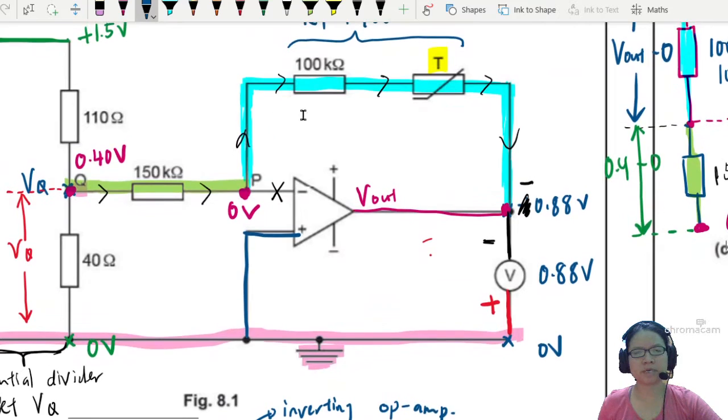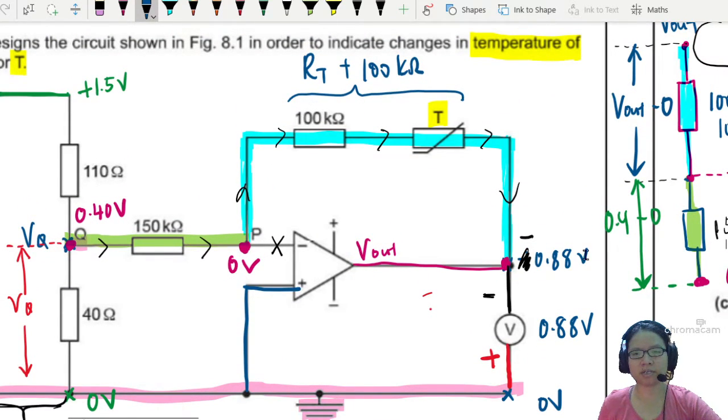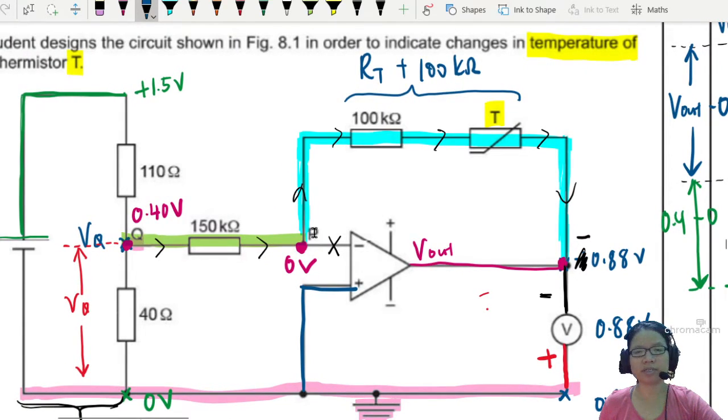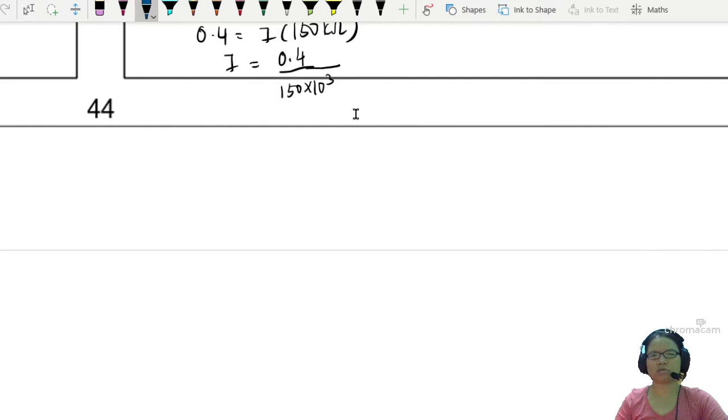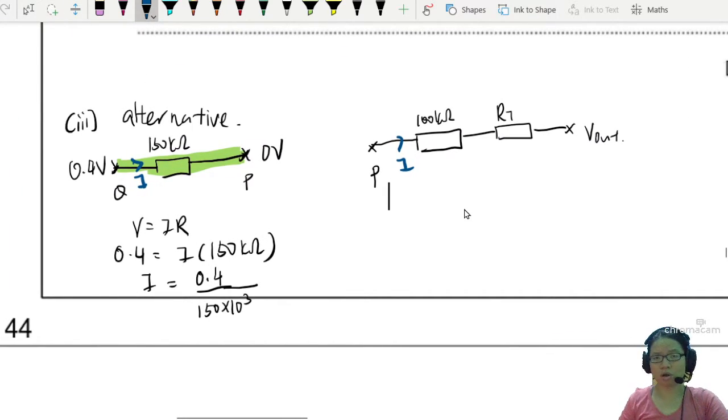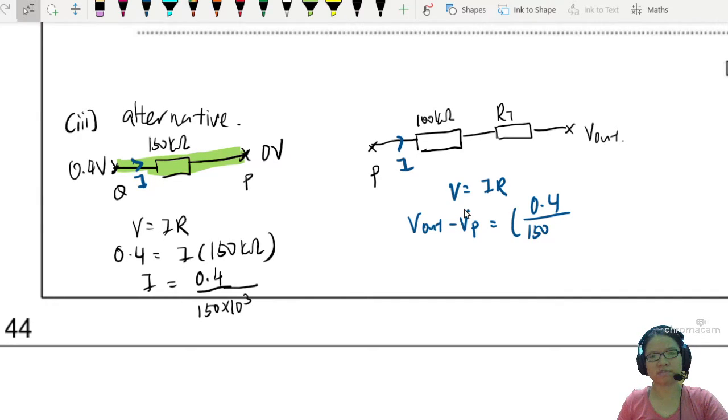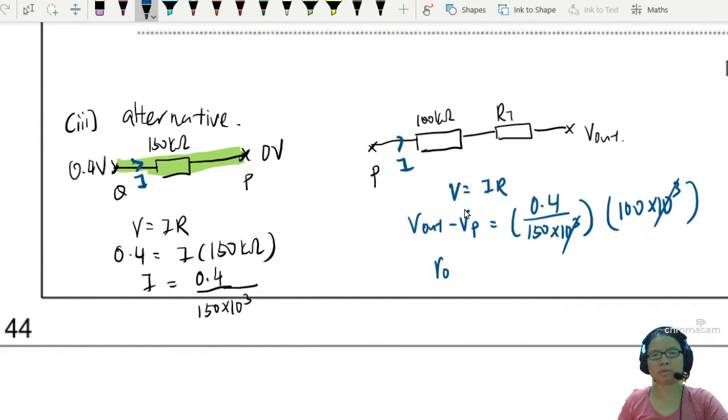Let's look at this one: 100 kilo ohm, RT, point P is here, V out is here. The current is the same current, this is I, which is 0.4 over 150k. So I'll use V equal to IR again, but in this case I'm looking for V. V will be V out minus VP. The current we have already, 0.4 over 150 times 10 to the power of 3, and the value of R is 100 times 10 to the power of 3. So the kilo can cancel out, and VP happens to be 0. So this will be 0.4 times 100 over 150.